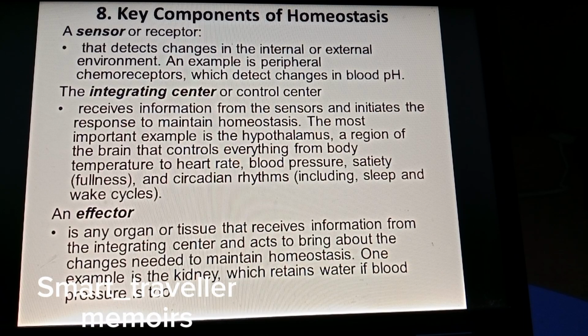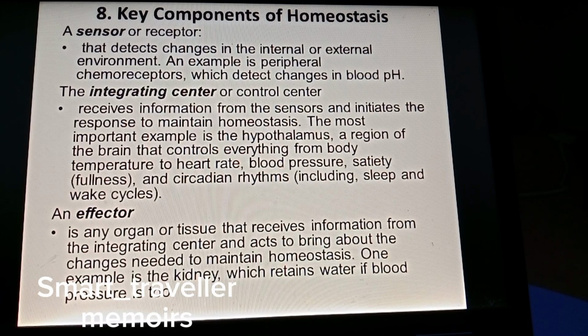A sensor or receptor is that which detects changes in the internal or external environment. An example is peripheral chemoreceptors, which detect changes in blood pH.